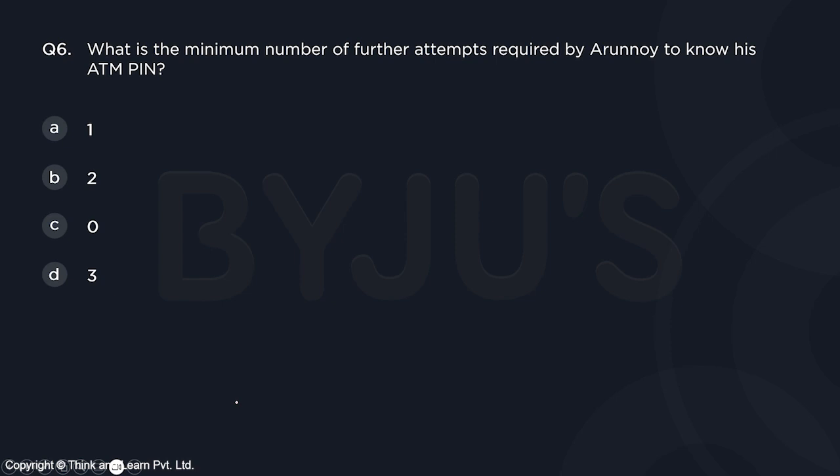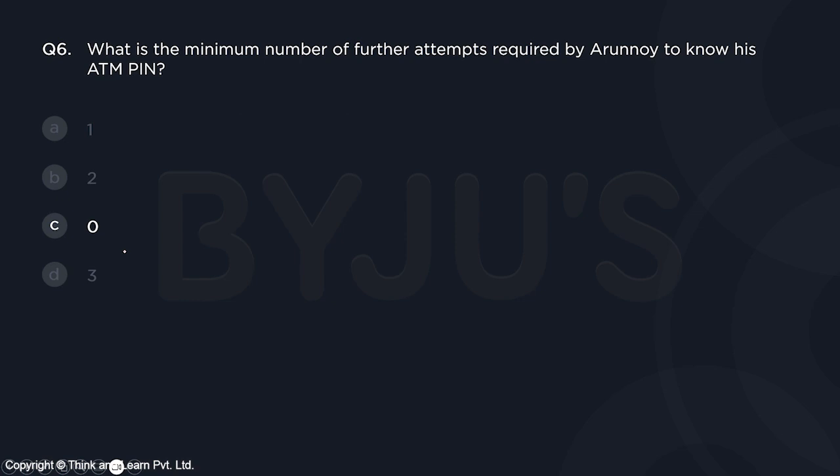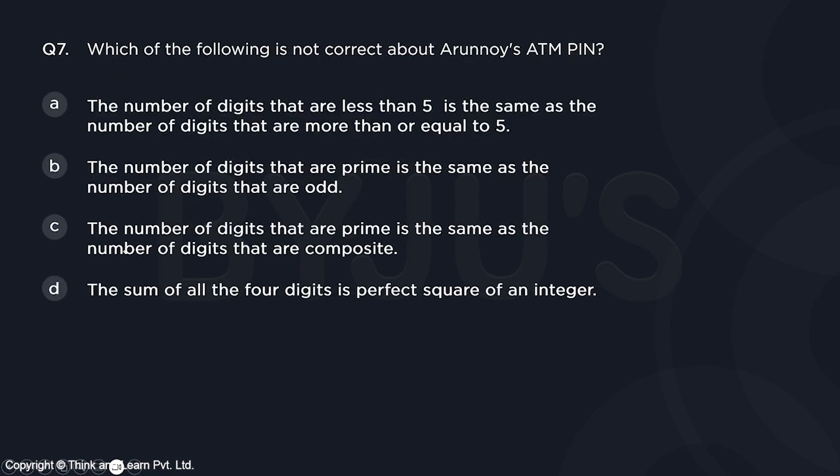What is the minimum number of further attempts required by Aruno to know his ATM pin? I already know the pin. I do not need any further attempts. So my answer is option C, that is 0. Next question. Which of the following is not correct about Aruno's pin?